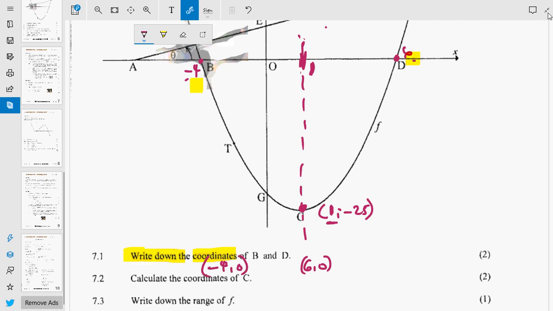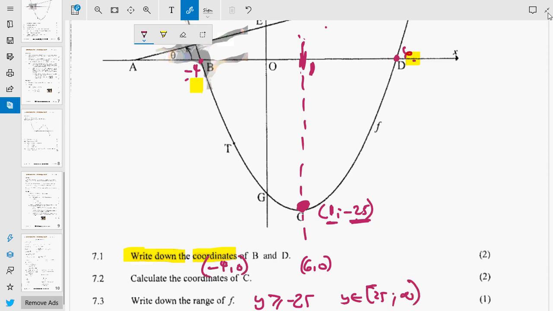Okay. The third part of this question asks us the range of f. Now remember, the range is all the possible y values the function can take. Now the minimum value this function can take is minus 25. That is the minimum. Then it starts increasing from the minimum because this is a smiling graph. So the range, all possible y values, will be given by y greater than or equal to minus 25.